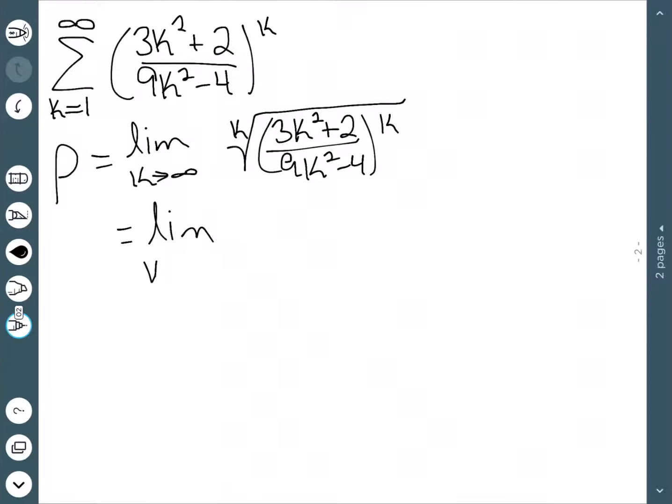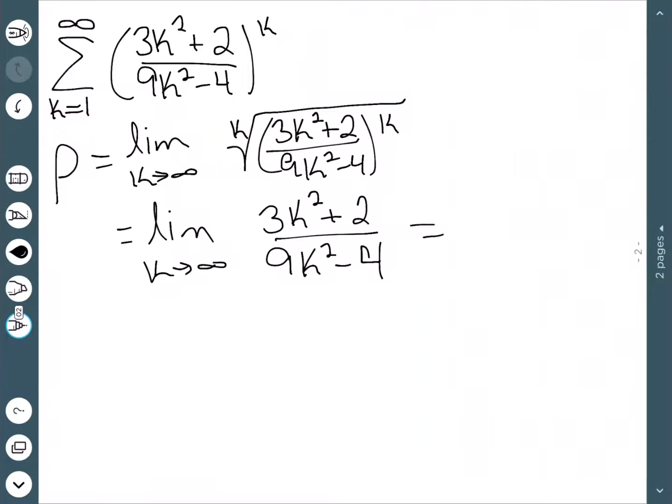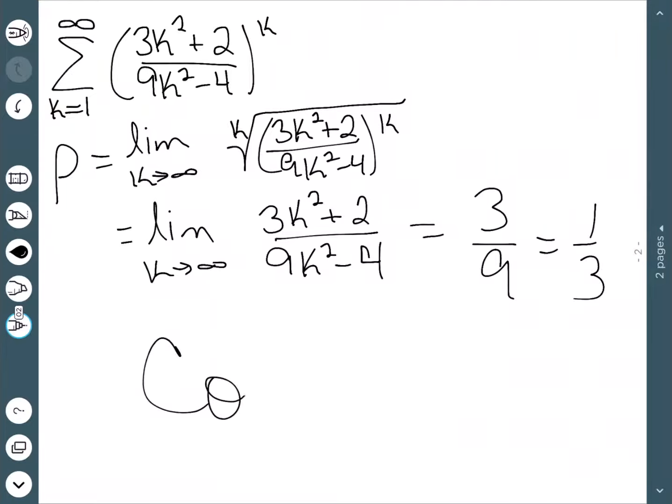The root and the k power are going to cancel each other out, so now I have the limit as k goes to infinity of (3k squared plus 2) over (9k squared minus 4). Since I have a k squared on the top and the bottom, then I'm just going to look at the coefficients of each, 3 over 9, or 1/3, which is less than 1, so this converges.